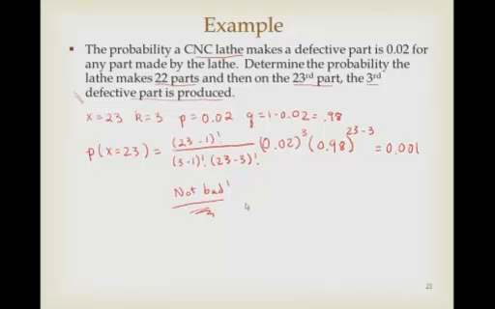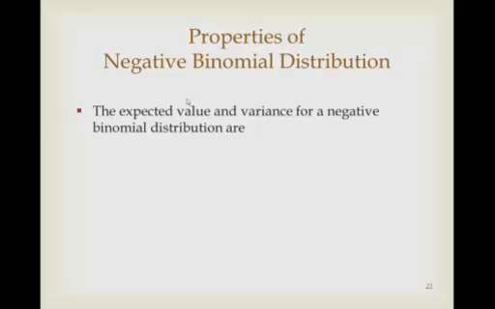Now let's move on. We can say that the expected value and variance for that negative binomial distribution are just going to be: the expected value is k divided by p, and again your book has a very nice derivation of that. And the variance associated with this is just going to be k times q over p squared.